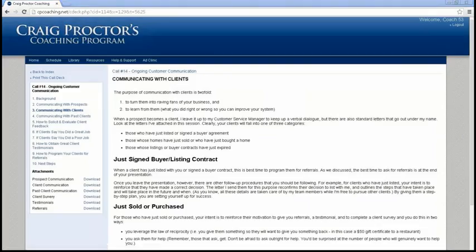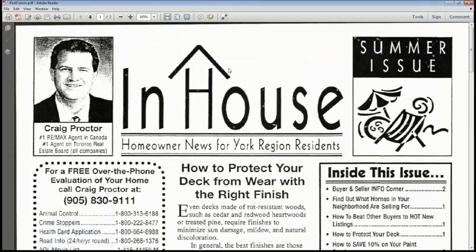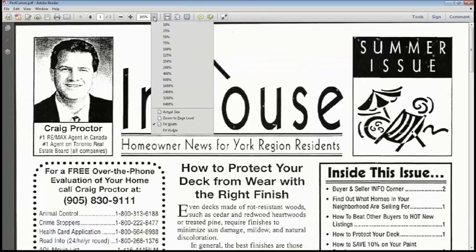Okay, let's shut down that attachment now, and let's go to the next one. The next one's past client communication. So we've talked so far about how to communicate with prospects and how to communicate with clients. So next we're going to talk about how to communicate with past clients. Give everybody a minute to do that.